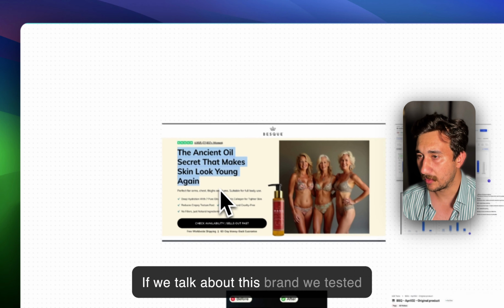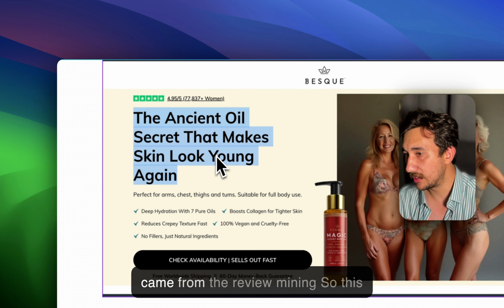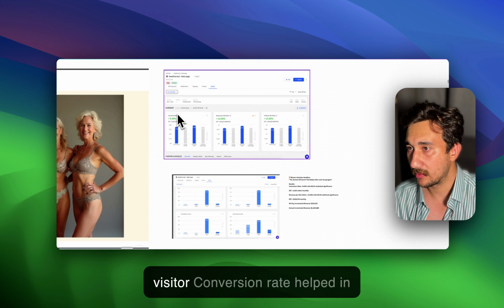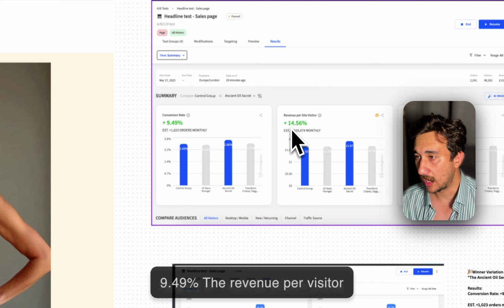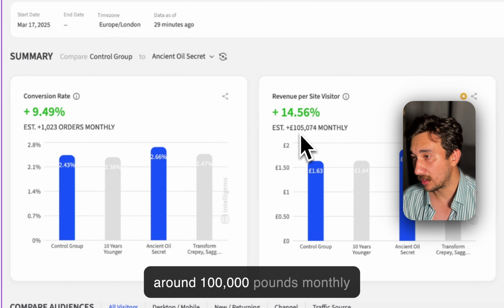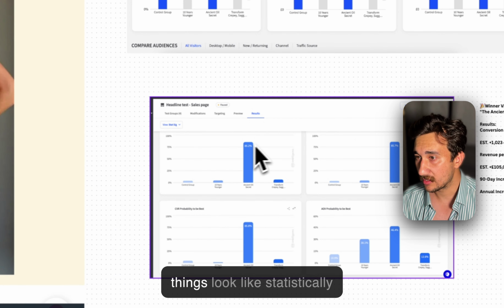If we talk about this brand, we tested multiple headline tests that actually came from the review mining. This headline helped the conversion rate by 9.49% and the revenue per visitor by 14.56%, which makes around 100,000 pounds monthly incremental revenue. This was a huge win for this client. This is how things look.